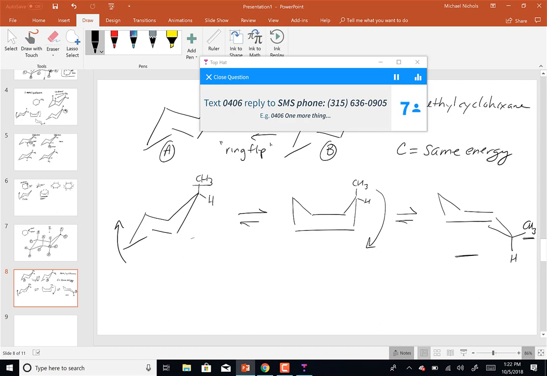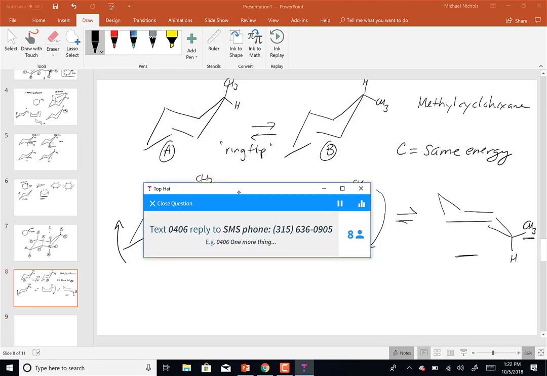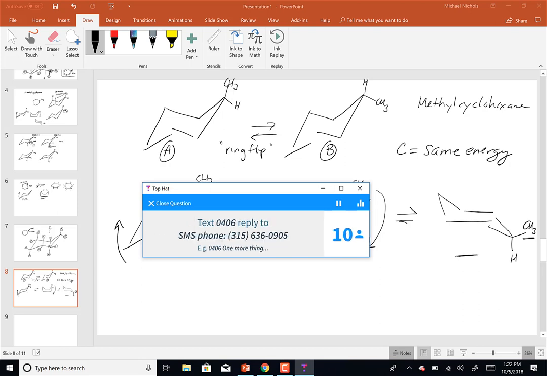So we've got A and B, and we'll make C the same energy. So your choice is which one of these two conformations is the more stable, A or B, or if you think they have the same energy, C. If you don't know, guess.